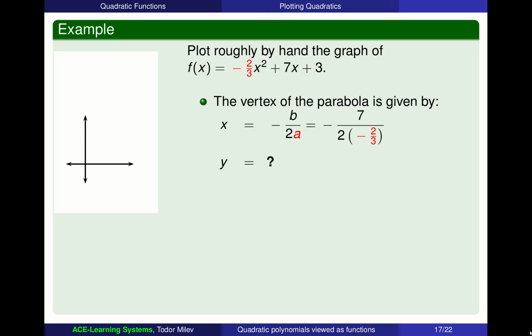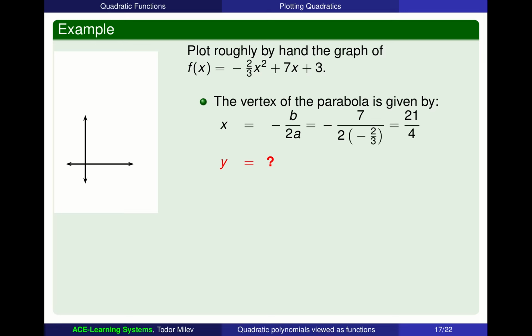Now we can simplify a little bit. The 2 minuses become a plus, and the 2 times 2 is 4, and the 3, when it's transferred upstairs, becomes 7 times 3, and 7 times 3 is 21. Okay, so the x-coordinate of the vertex of the parabola is 21/4.